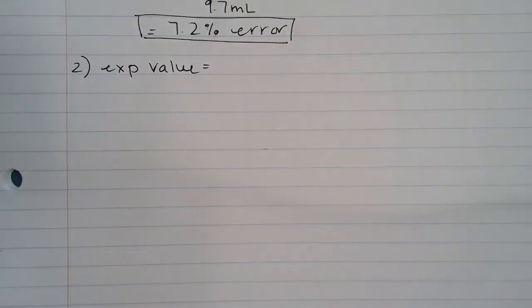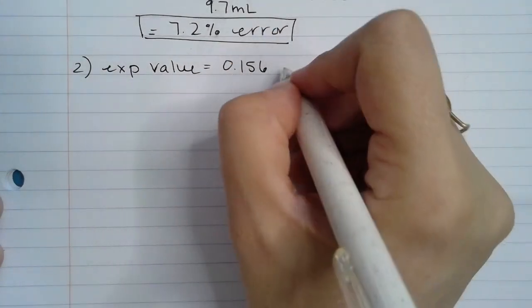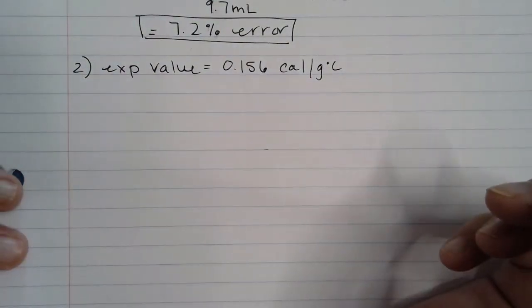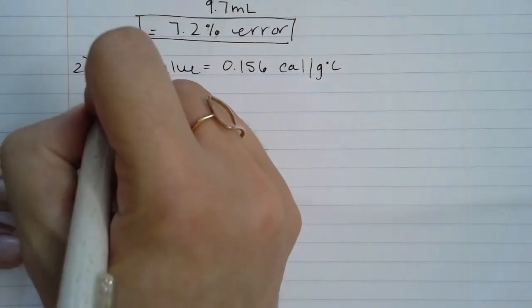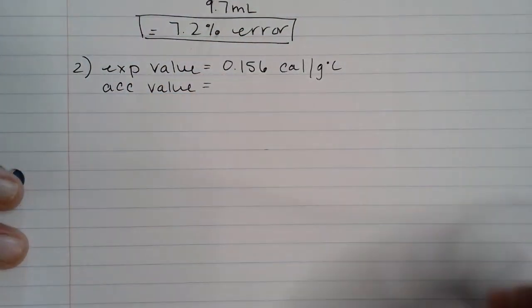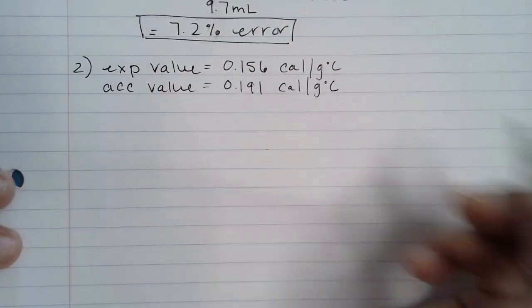So number 2 says the experimental, all right, so right away it says experimental value. I usually like to take the questions and write down what it's telling me as I'm reading it. I think that helps me solve problems, especially word problems like these. The experimental calculation of the specific heat of aluminum was found to be 0.156 calories per gram degree Celsius. In a chemistry textbook, the value, so it says chemistry textbook, so that has to be the accepted value, was determined to be 0.191 calories per gram degree Celsius.